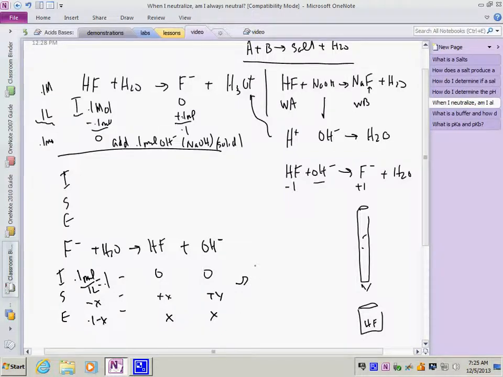Plug this into your Kb expression, which is the concentration of HF over the concentration of hydroxide and F negative. Solve for the hydroxide concentration, which is X, and you get a pH that is around 8.08. I did this on a previous video. In this case, at my equivalency point, all of my acid is gone, and all I have left is a base, so I am actually basic at my equivalency point.